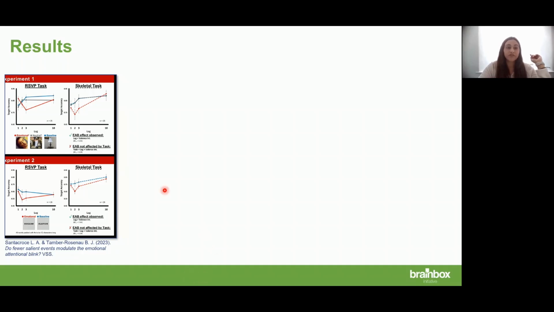I answered my questions directly. These were my research questions. I used checks and X's to make it easy to understand and to draw your attention to the main takeaway points. We said check, the EAB effect was observed. And X, it was not affected by the different types of tasks. I have little tiny stats down below to show how I came up with that, but the main point is that I answered the question. Here you go. That's the answer.